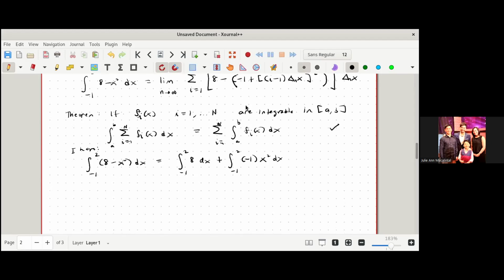Ngayon, yung next na theorem na gagamitin natin: if f of x is integrable and k is a constant, so in the region AB, yung integral from A to B of the constant times f of x dx is equal to, we can bring out the constant.